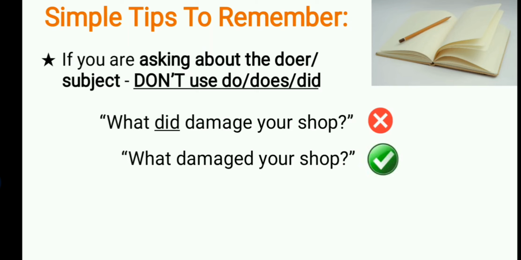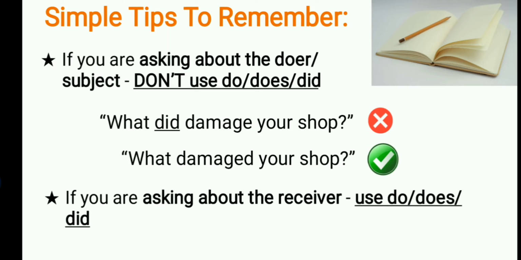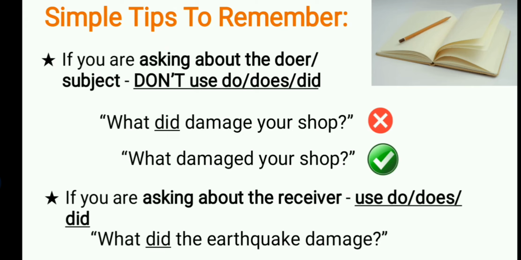So this is how you ideally frame subject questions. And in case of object questions, if you're asking about the receiver, please make use of auxiliary verbs. Please make use of do, does, did. So for example, what did the earthquake damage? So we have made use of did here. So this is how you frame an object question. So this summarizes your subject questions and object questions. I hope you have clearly understood the difference between the two and how to frame them.